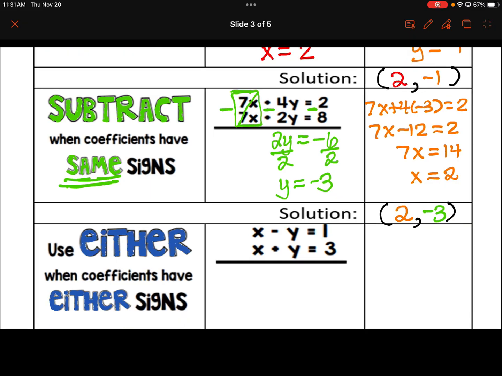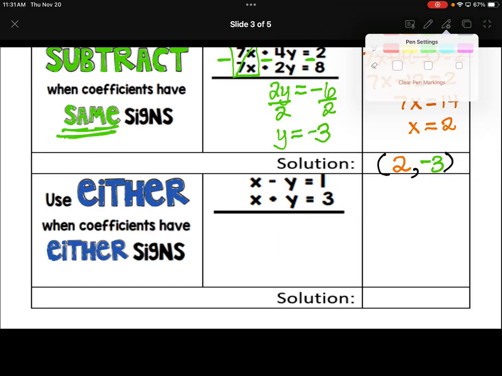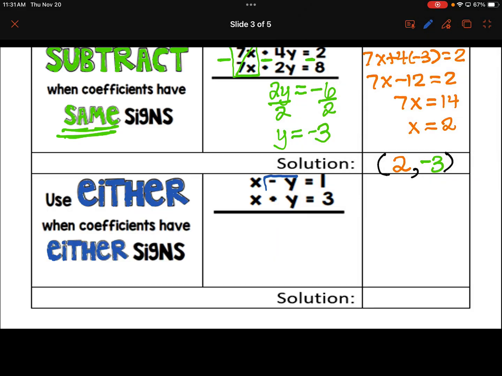All right, sometimes you're going to look and say either method works, because if I were to subtract, my x's would eliminate, but I have a second option where if I were to add, my y's would eliminate. So you get to pick. It really doesn't matter on this one. I'm going to go ahead and just do addition. I like it better than subtraction. So x plus x is 2x, negative y and positive y eliminated, and then 1 plus 3 is 4. Divide by 2. x is 2.